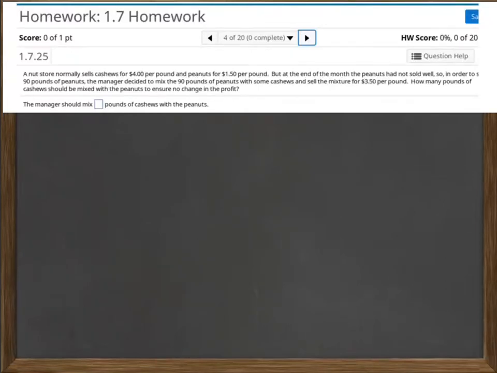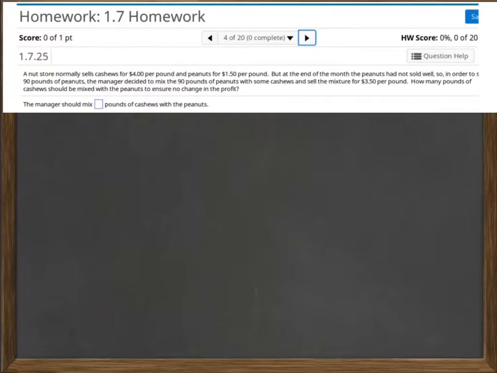Okay, welcome back. This next example is an example of a straight mixture problem. As we read this problem, it says a nut store normally sells cashews for $4 per pound and peanuts for $1.50. At the end of the month, though, they discovered that their peanuts had not sold well. So in order to sell 90 pounds of peanuts, the manager decides to mix the 90 pounds with some cashews and sell some new mixture for $3.50 per pound.